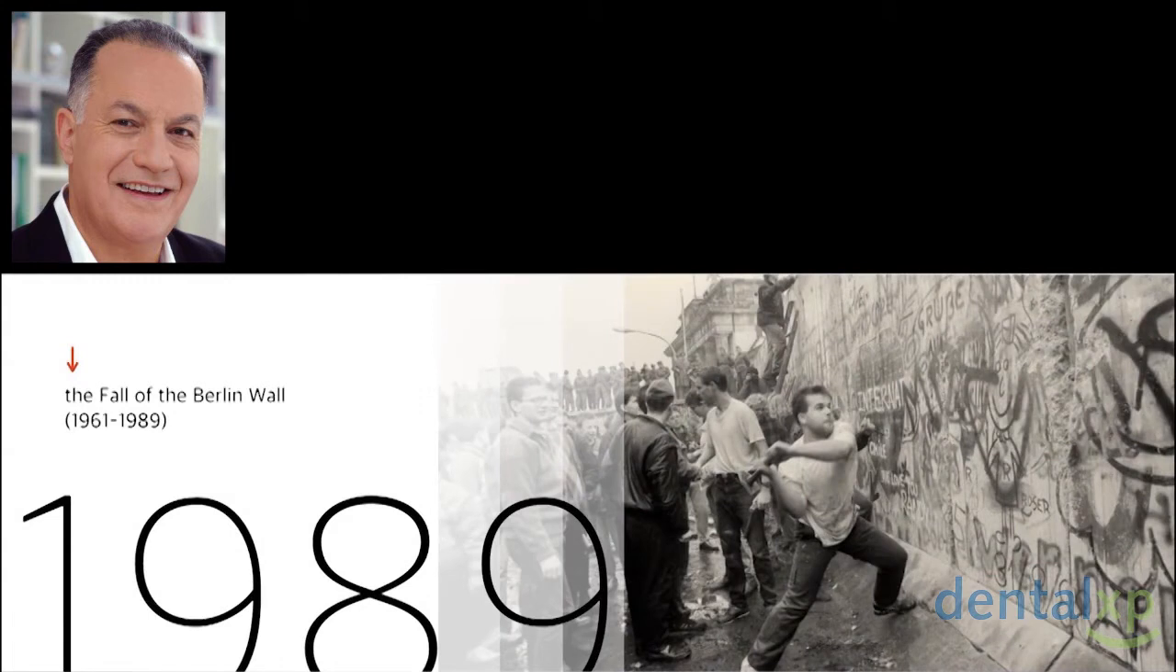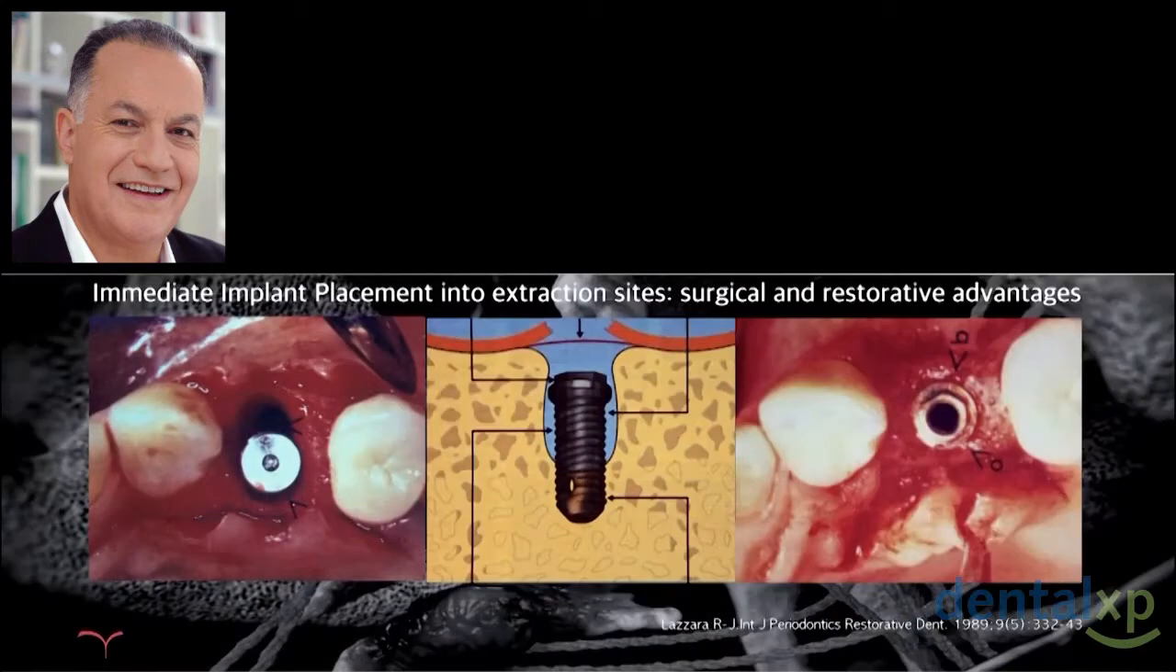89. The Berlin Wall is going to fall. And this year, I was in California, and I remember the wonderful article of Richard Lazara, one of the best clinician researchers we have in this field. And Richard made a revolution in which we can place a dental implant in a fresh extraction socket.